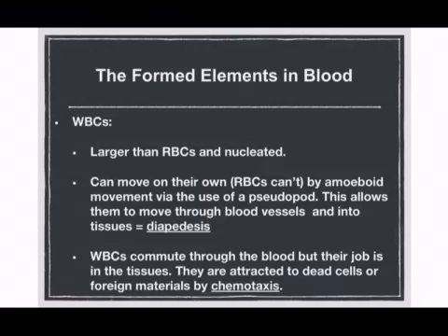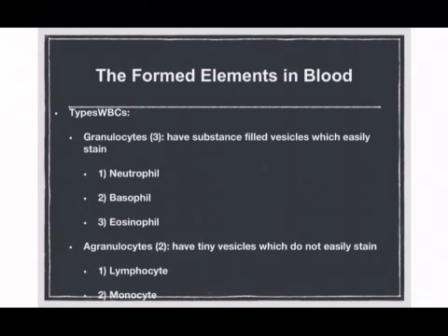Vocabulary words. White blood cells will commute through the blood, but their job is not in the blood. They'll move through the blood, and that's kind of like their subway channel, but their actual job will be in the tissues. So they're going to roam around looking for dead cells or foreign materials by a process called chemotaxis. Basically they're just attracted to the dead cells or foreign materials so that they can grab them and remove them. So there are 5 types of white blood cells.